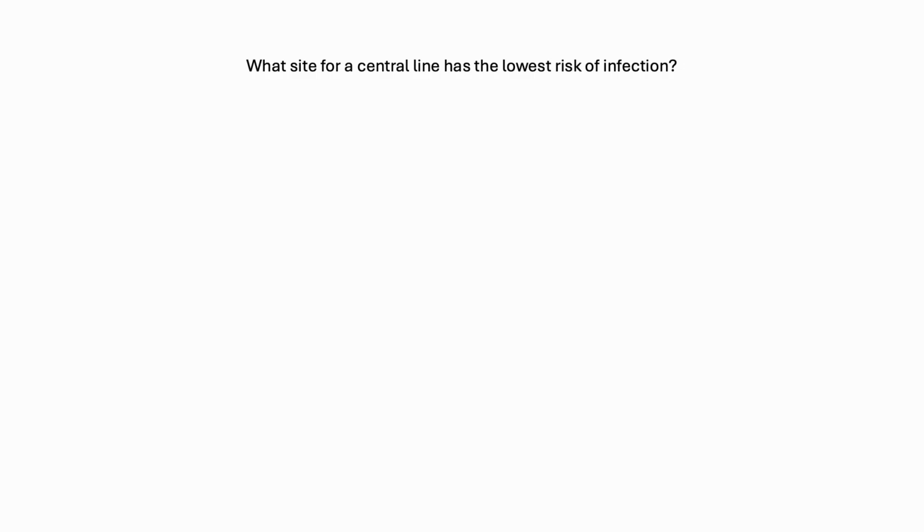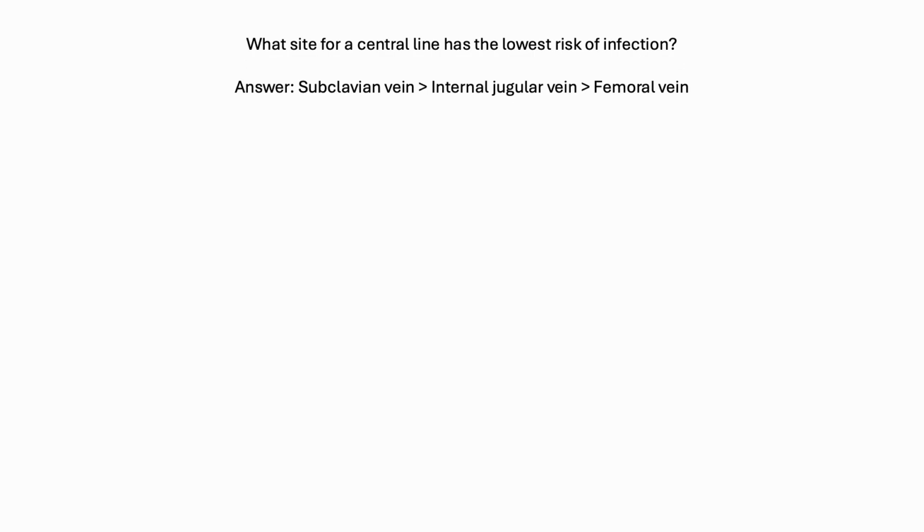What site for a central line has the lowest risk of infection? So best choice is going to be the subclavian vein, and then we go to internal jugular vein, and then we go to femoral vein. Kind of makes sense. Subclavian vein, it's not too close, it's not too far. Internal jugular vein, obviously more direct. Femoral vein, you can still use it, just a little further away, more chance of infection there.